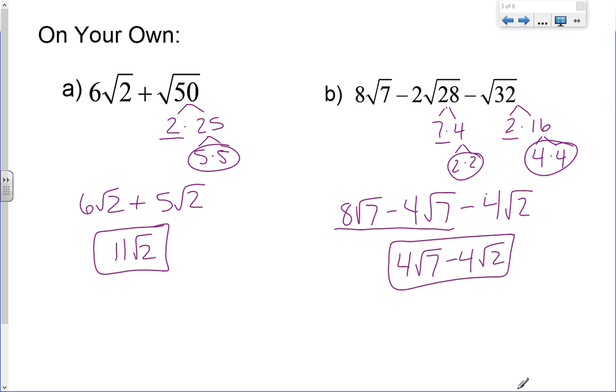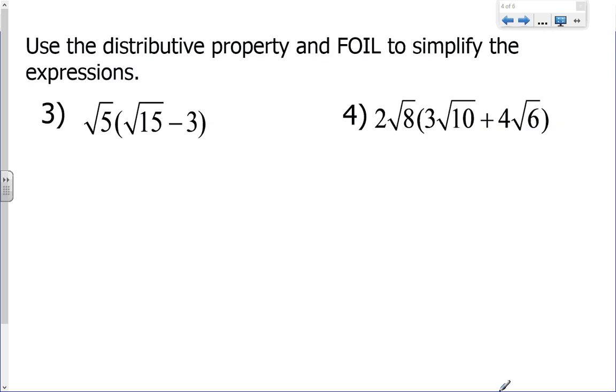All right, so that's what addition and subtraction looks like. We're now going to take a look at using the distributive property. So the distributive property is multiplying over addition and subtraction. And so that's what we're going to have to do. We're going to have to distribute, then try and simplify and combine like terms.